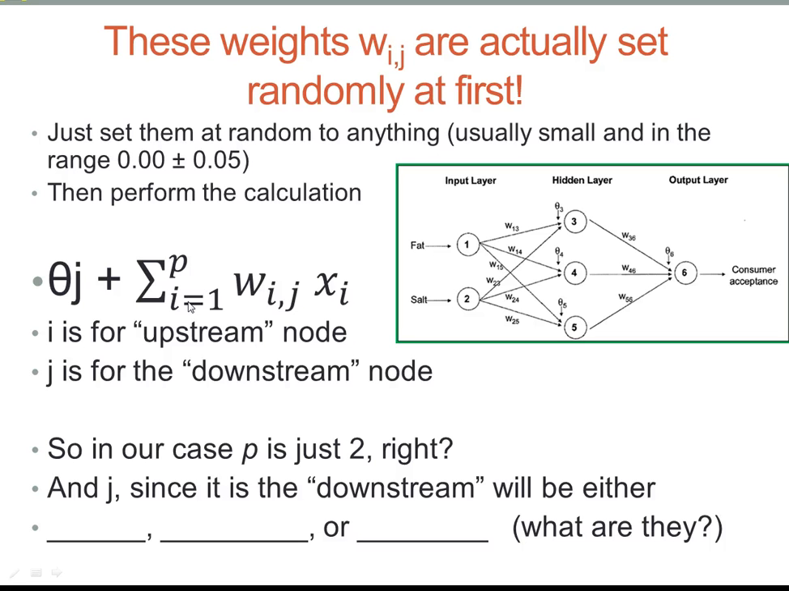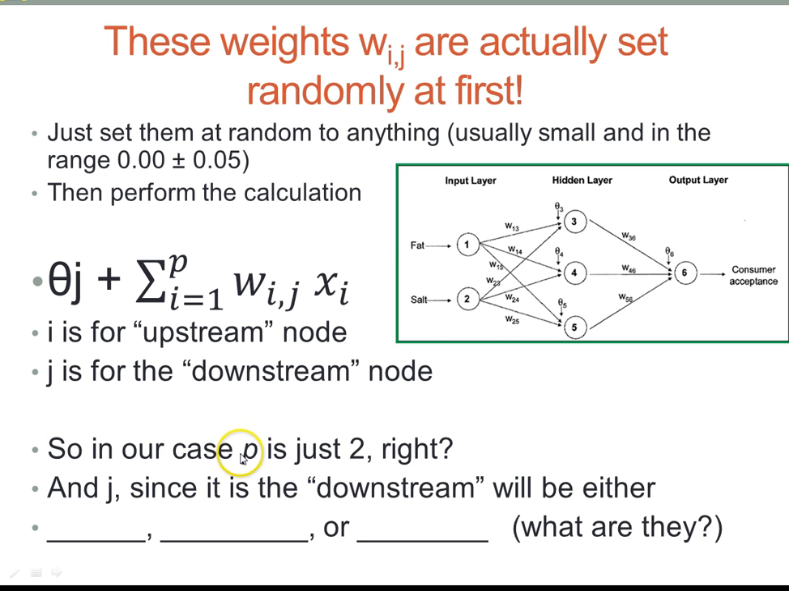But we could have more. Like in the Iris case, we had 4 predictors, so there'd be 4 of these nodes here. How many calculations would we have to do to figure out what's going into node 3? We'd have to do 4 calculations: what's coming from node 1, from node 2, from node 3, and from node 4 into this node. Is that clear? Okay. All right.